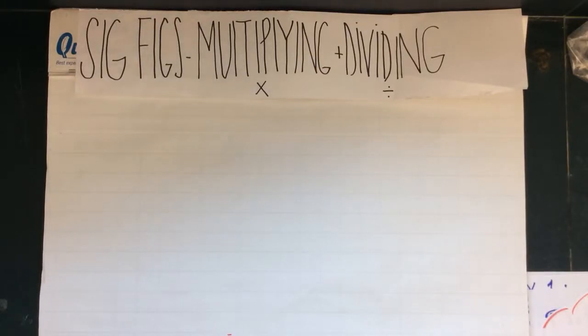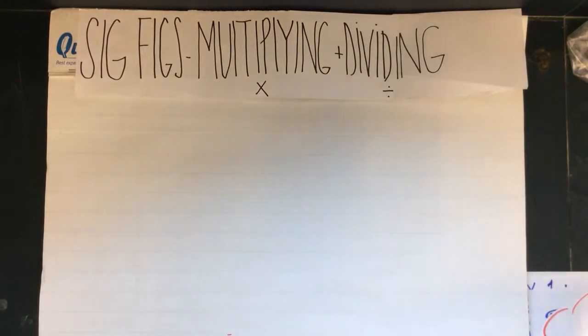This is a flip video about sig figs when multiplying and dividing. So in some of your calculations, you're going to have to take measurements and multiply or divide them together. Once you're done multiplying and dividing them, you're going to have to apply the sig fig rule.